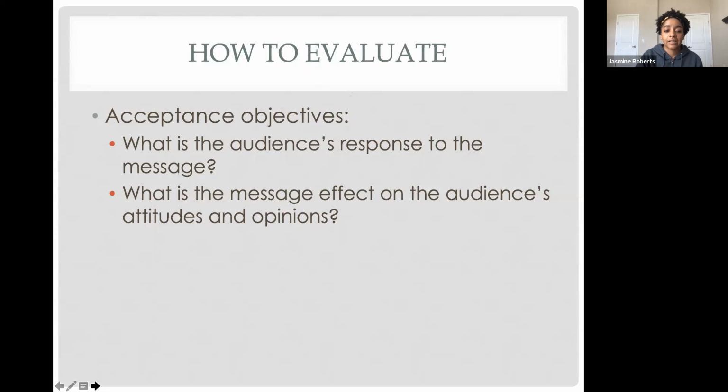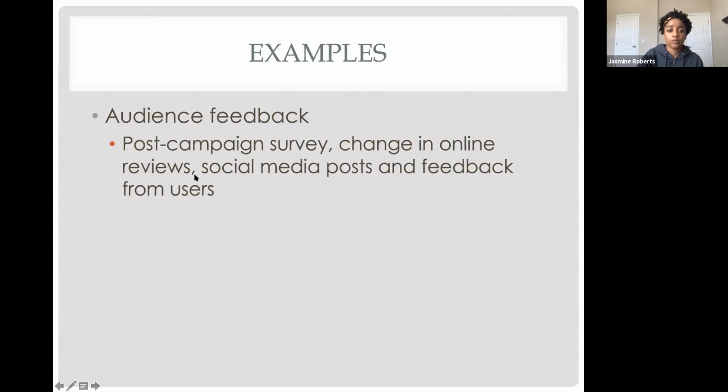Some methodologies we might want to consider when figuring out the impact of our message on our audience's attitudes: we can conduct another survey at the very end of our campaign, and compare that post-campaign survey data to our market research to see if there's been any change in attitudes.